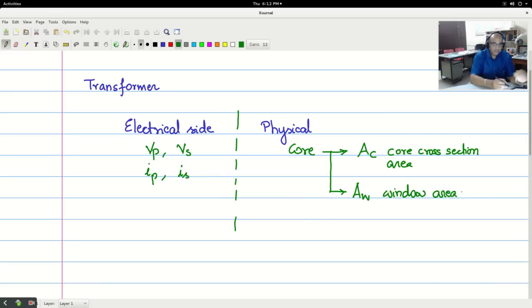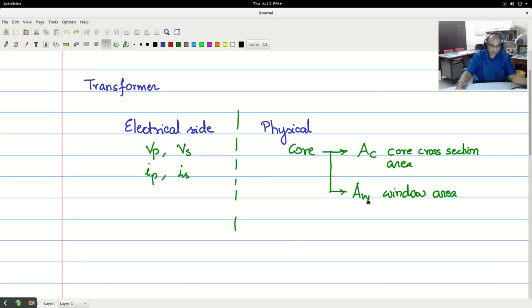So on the physical side, we have the core cross section area and the window area. On the electrical side, we have the voltages and the currents known to us. How do we connect these two and come up with a choice or a selection of a core? Now that is the exercise.